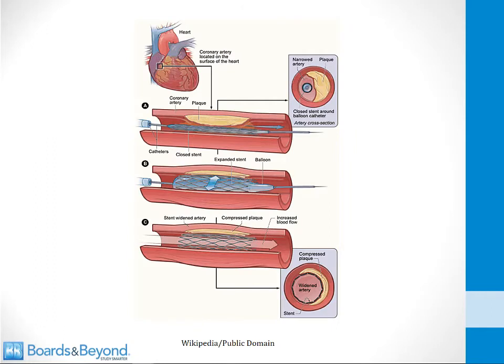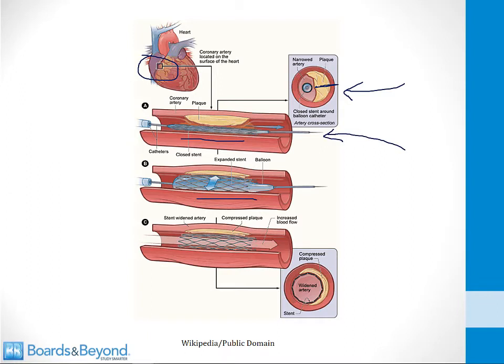Here's a drawing from the web just to make this even more clear. We have an occlusion of a coronary artery here, and if we look at it in cross-section, we would see that much of the lumen is occluded by plaque, this yellow stuff here. We then take a wire and thread it across the plaque. The wire holds a deflated balloon and a non-expanded coronary stent, in other words, a collapsed coronary stent.